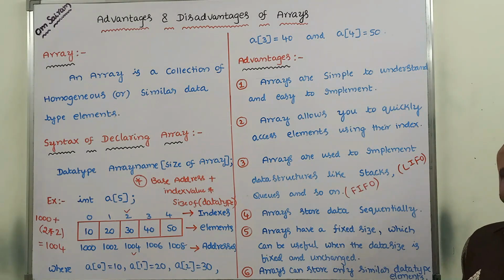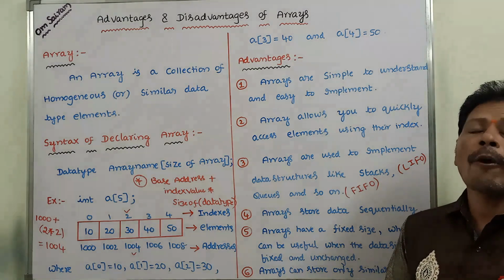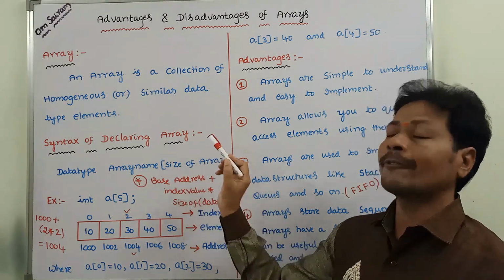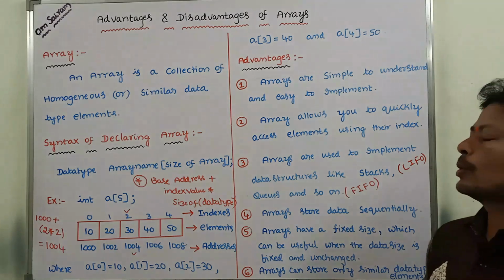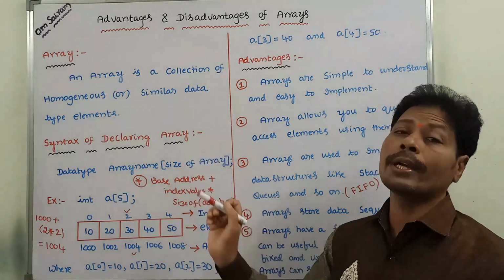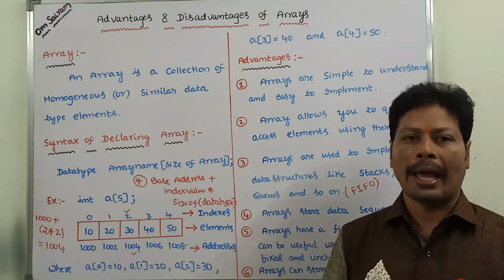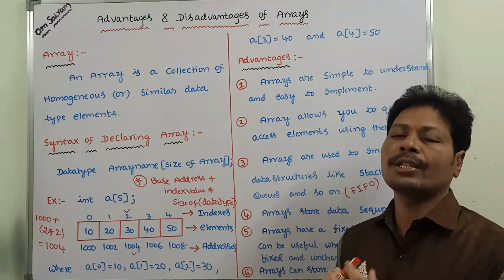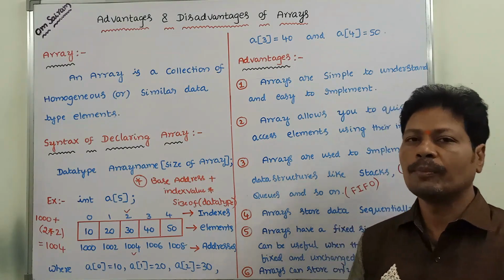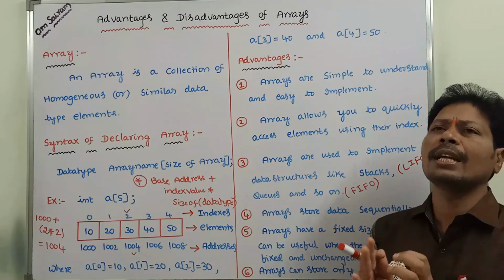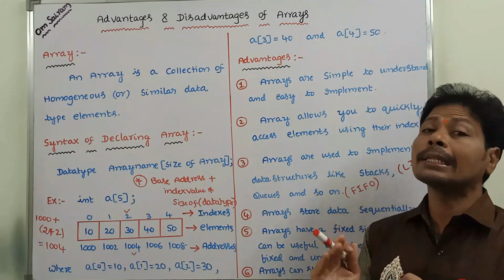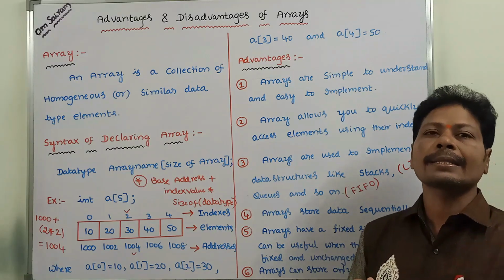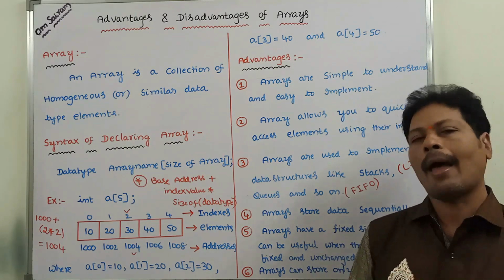Next point, arrays have a fixed size, which can be useful when the data size is fixed and unchanged. So in the case of arrays, the array size is fixed. The array size can be mentioned while declaring the array. That array size is unchanged at runtime. We cannot change the size of the array at runtime. We can fix the array size while declaring the array.